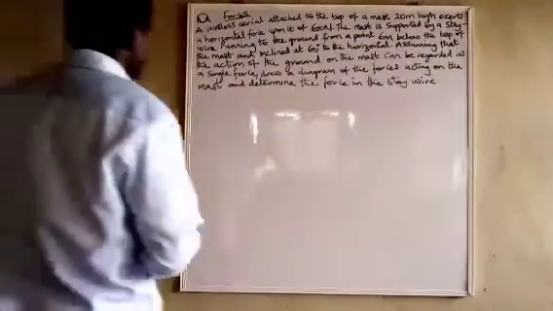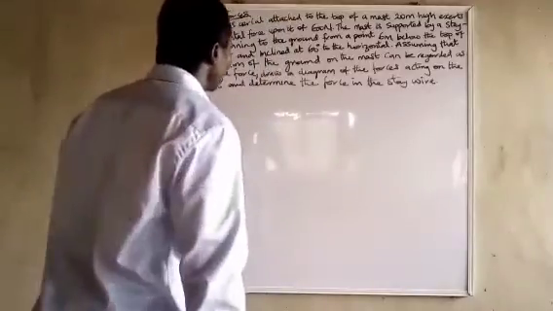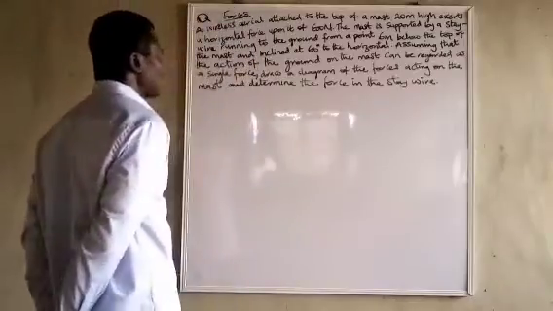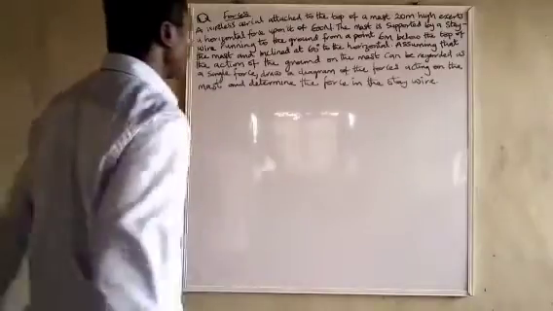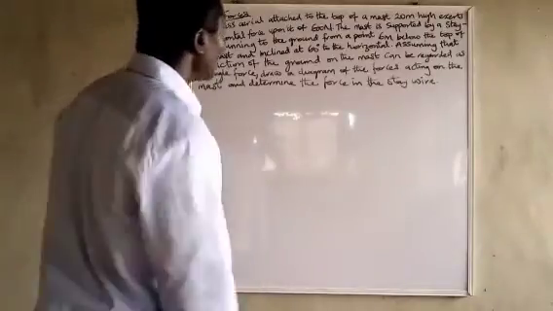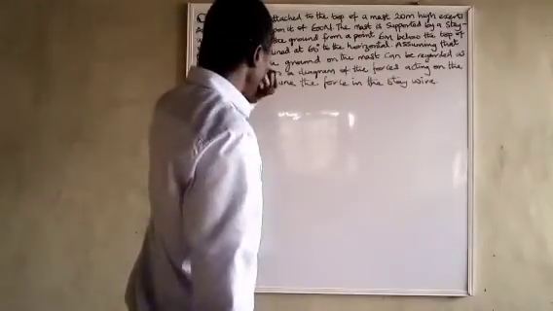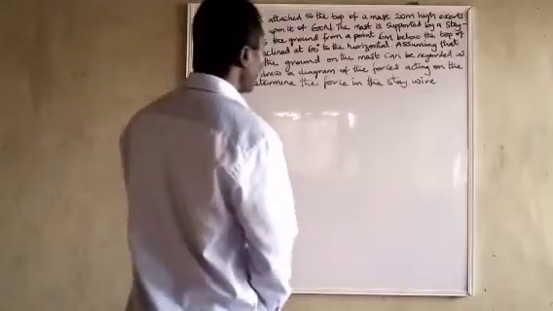A wireless aerial attached to the top of a mast 20 meters high exerts a horizontal force upon it of 600 Newton. The mast is supported by a steel wire running to the ground from a point 6 meters below the top of the mast and inclined at angle 60 degrees to the horizontal. Assuming that the action of the ground on the mast can be regarded as a single force, draw a diagram of the forces acting on the mast and determine the force in the steel wire.